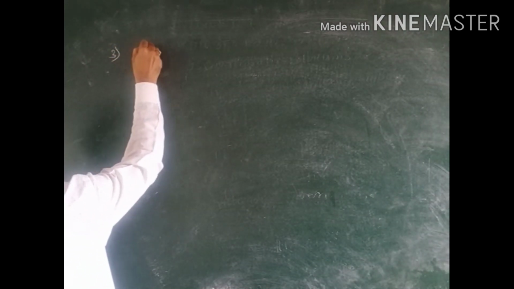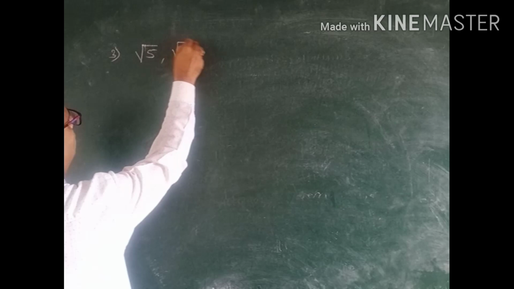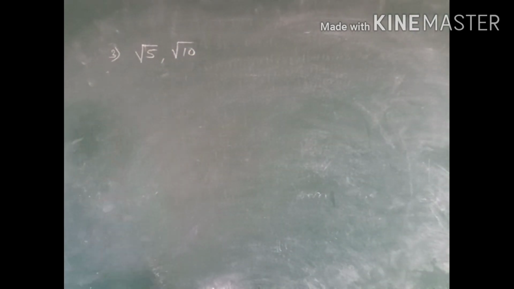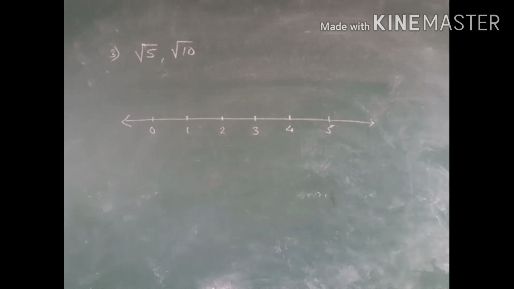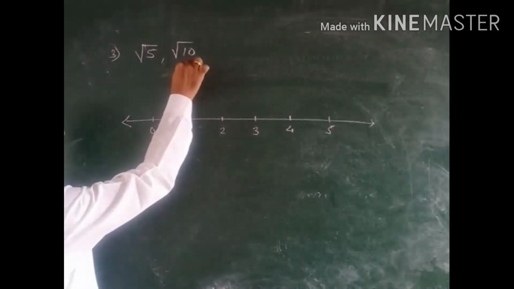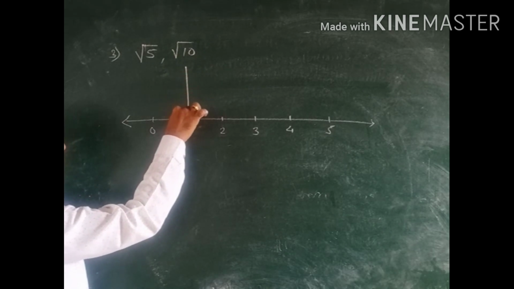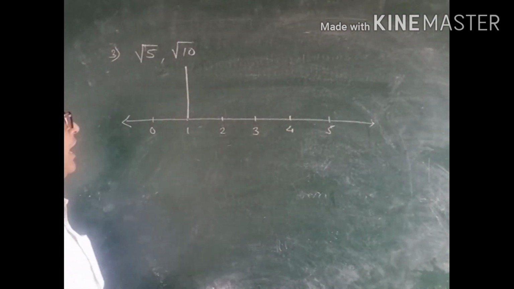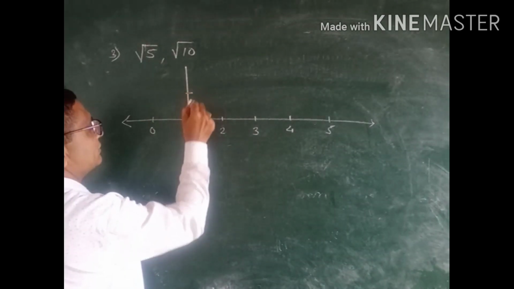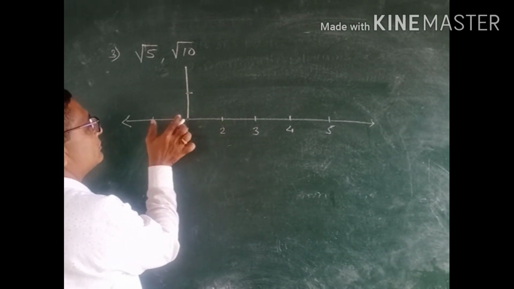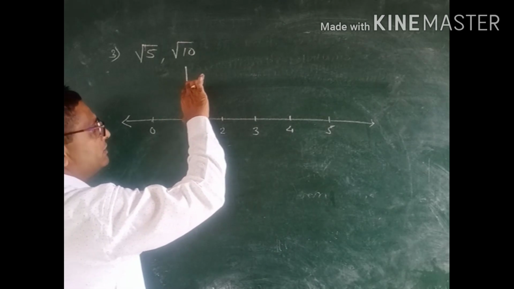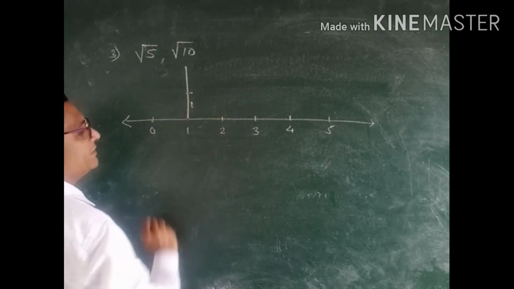Now, we have to show some numbers on the number line. To show those numbers on the number line, we have to draw a number line like this. Now, draw a perpendicular line at coordinate 1 and take 1 unit distance. This is 1 unit distance. Take the same distance on this line, 1 unit distance.